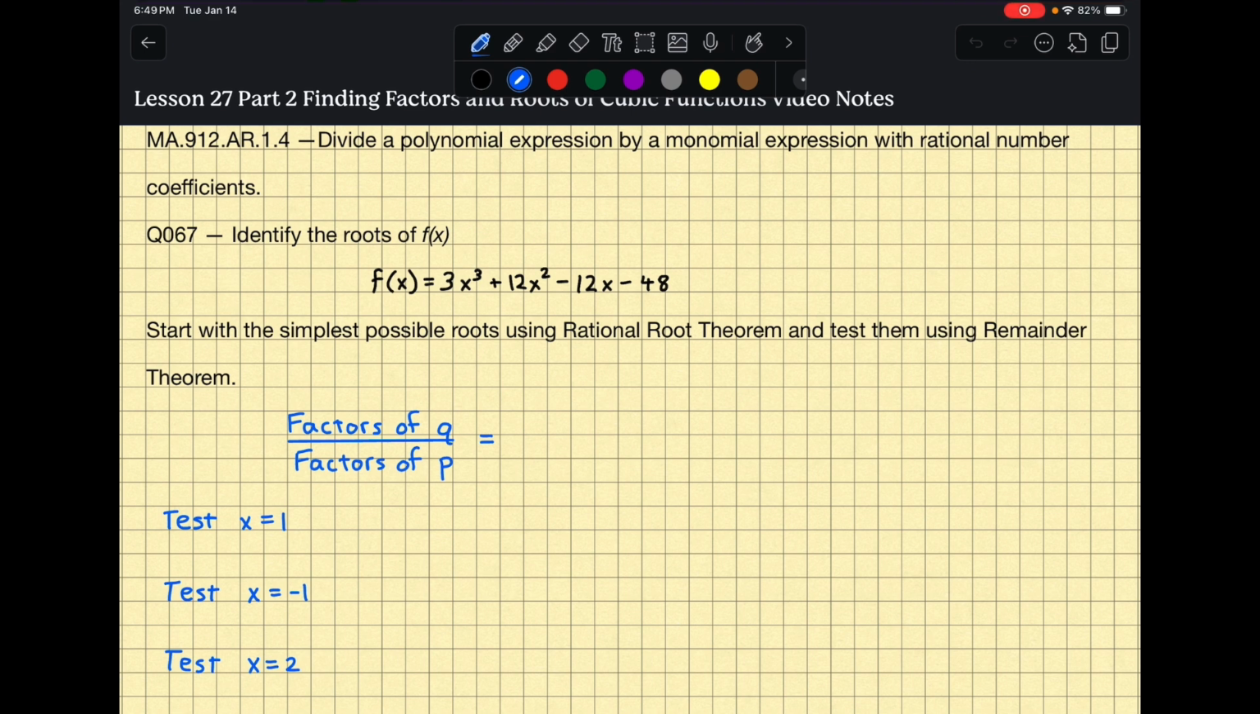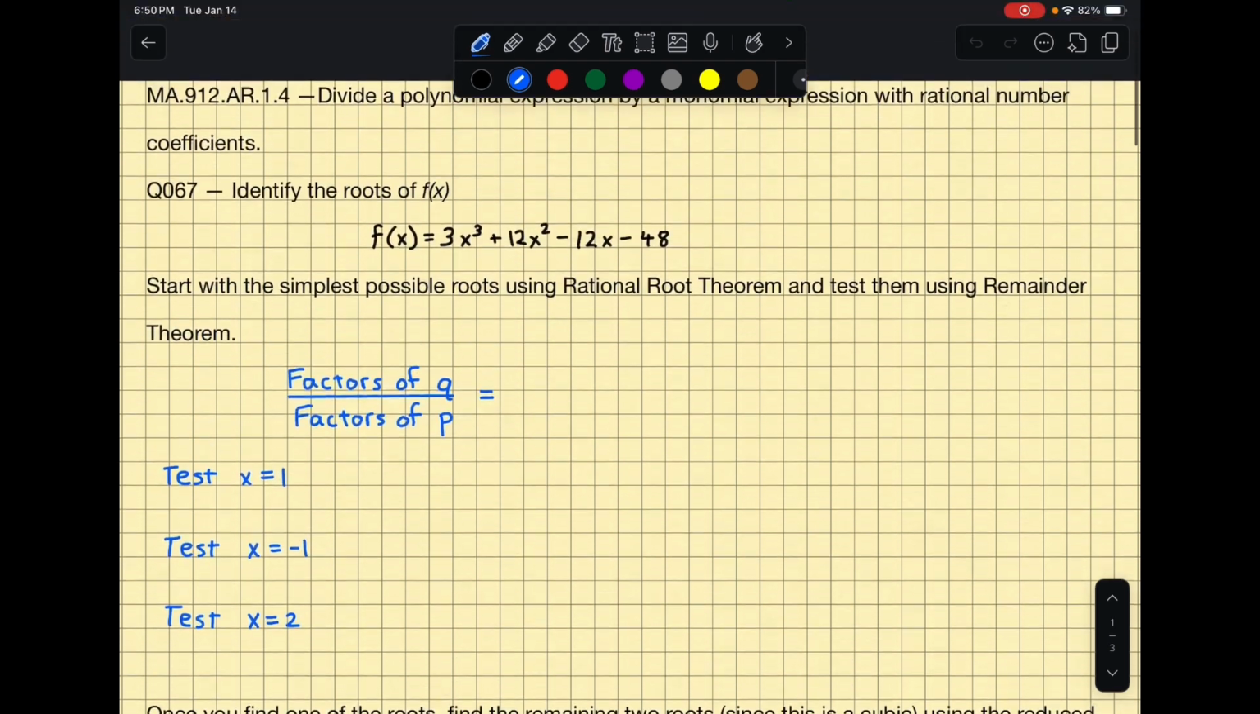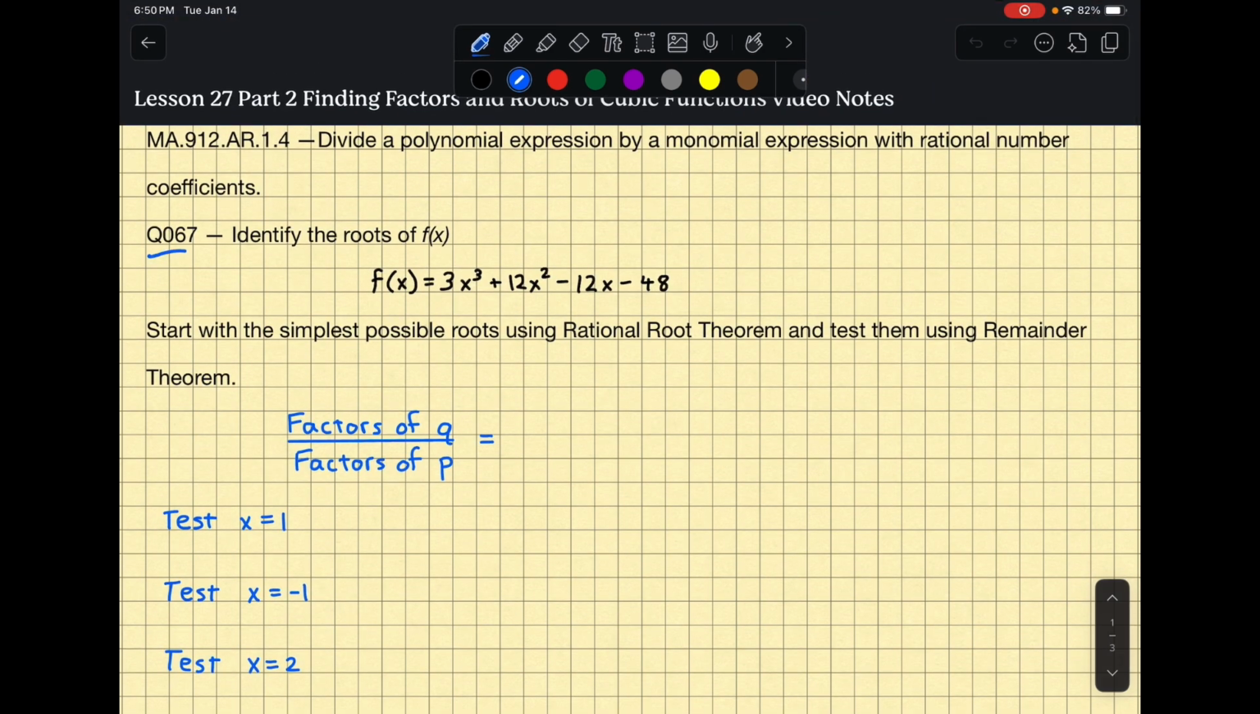There are two problems we're going to go through, and they may take a decent amount of time each, so I'm going to break this up into two videos, a video 1 and a video 2. Video 1 is going to address question type 67. So here we go with the first video.